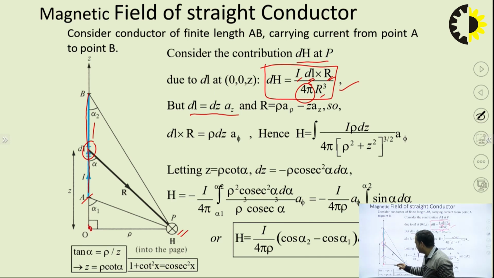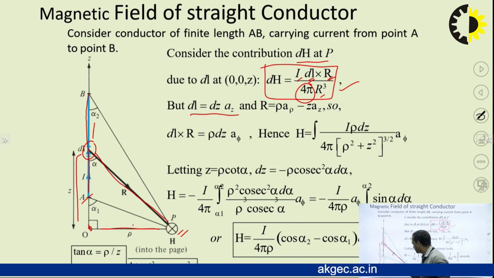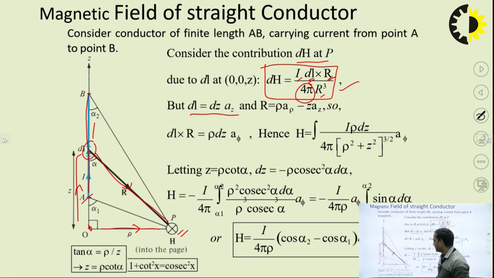This is the origin, this is rho, from here to here, this is R, and this is z. We know the direction of rho, R, and z are in these directions, so you can apply vector calculus here. When we solve it, we get R equal to rho a rho minus z az. Put it all together: dl cross R will be equal to rho dz a phi.